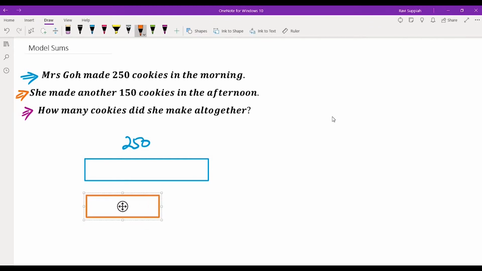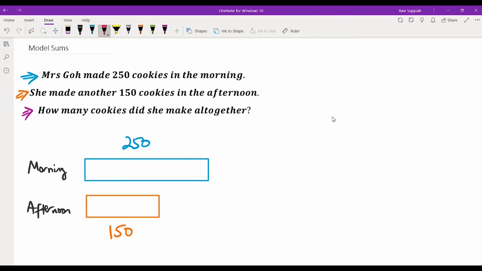Since 150 is smaller than 250, we need to make sure that when we draw the blocks, we draw the second block to be smaller than the first block. So let's label them correctly. So this is the morning block, 250 cookies, and in the afternoon we made 150 cookies.